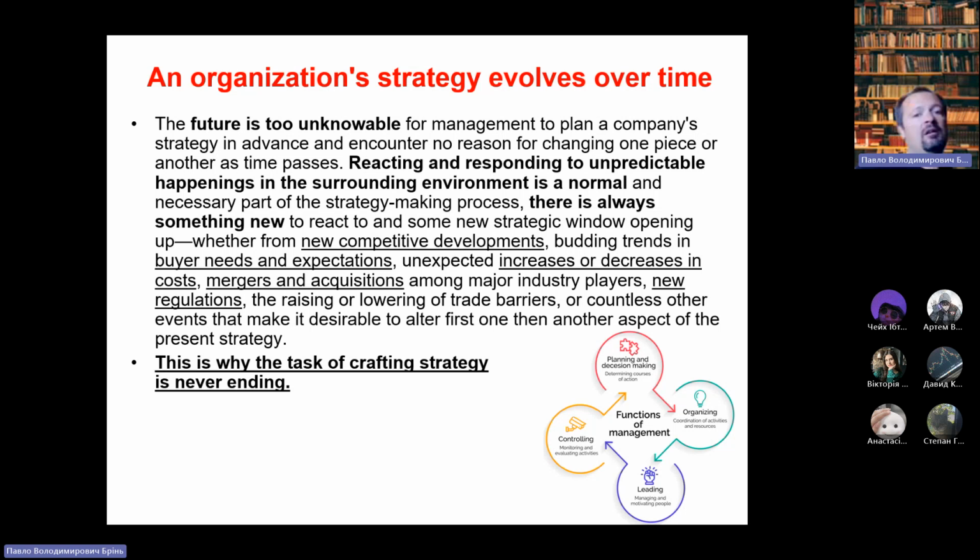So by this short speech, I do hope that I have persuaded you that crafting strategy is a never-ending process, the same as management.